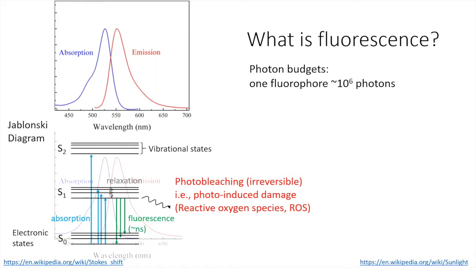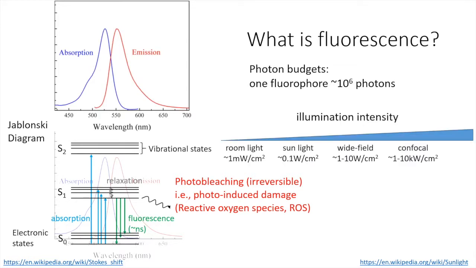This gives us a way to think of how to design our experiment. Think of the illumination intensity, starting from the room lights we're sitting under, which is about 1 milliwatt per centimeter squared, to sunlight, and then wide field, and then confocal. Wide field is around 1 to 10 watts per centimeter squared. It's a little bit higher than how you feel standing under the sun, but it's not that strong. But if you do confocal imaging on yourself, it probably will hurt a little bit.